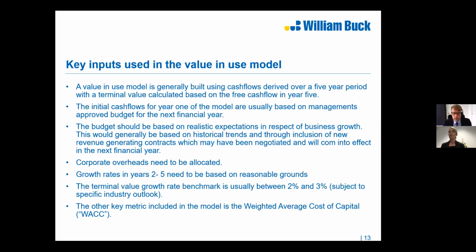So there will need to be a lot more scrutiny around the forecasts that you put into your impairment models to make sure that they are based on reasonable grounds. Corporate overheads need to be allocated as relevant to the CGU. And in terms of the growth rates, similarly, it's not just the budgets that need to be based on reasonable grounds, but any forecasts that go into the model would typically also need to be.